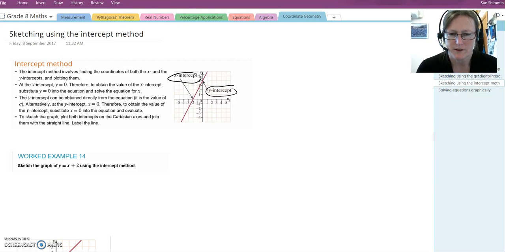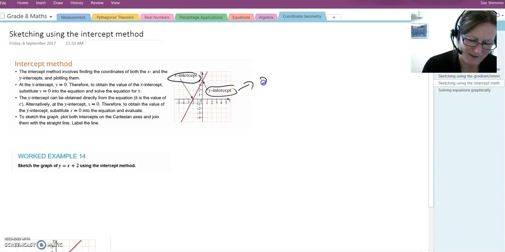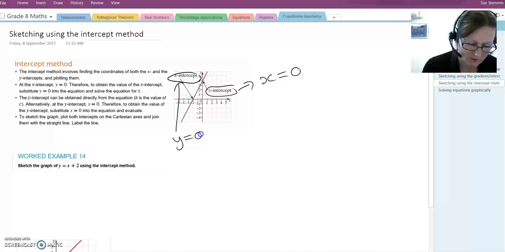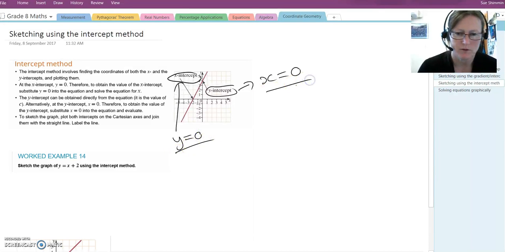If we look at these points here, for the Y intercept, the value of X is always 0. So no matter where that line crosses the Y axis, X is always going to be 0. For the X intercept, no matter where that line crosses the X axis, Y is always going to be 0. Alright, that's important for what we're going to go on and do.